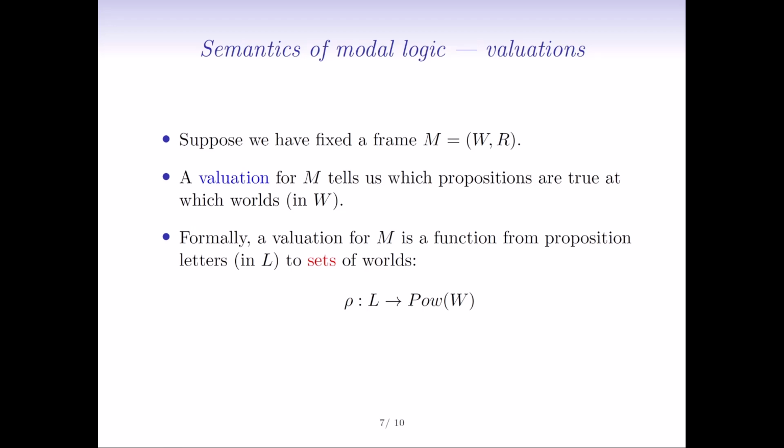Another way that is completely equivalent to think about this is that you could think of valuations taking a proposition letter and a world and returning either 0 for false or 1 for true. But this is exactly the same thing, or it's equivalent. Given a proposition letter P, rho of P tells you the set of worlds at which the proposition P is true.